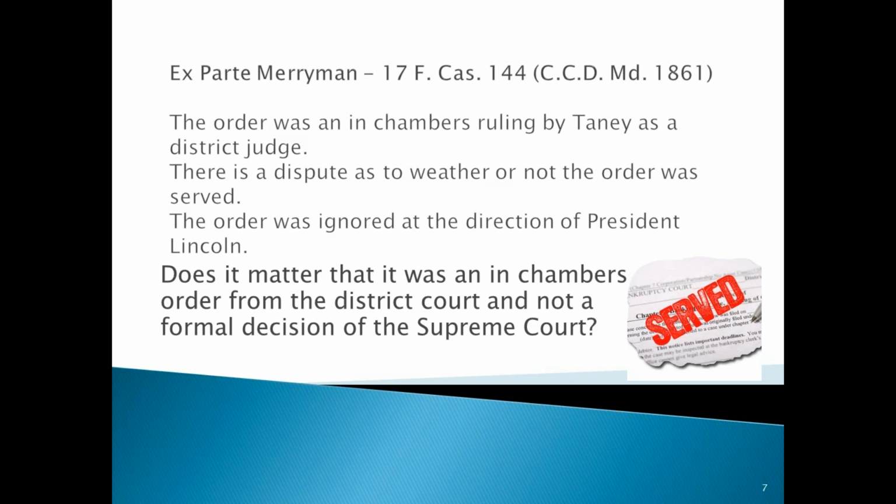So the question I have is, how much does it matter to anyone on this panel that it was just an in-chambers order from one judge on an ex-parte hearing, versus if the attorney for Merriman had gone through the whole process and ended up getting a decision from, it was seven at that time, justices on the Supreme Court? Does that matter?